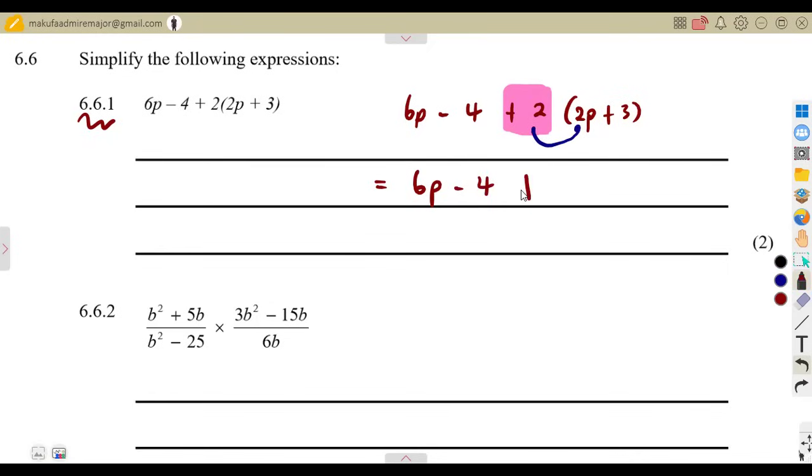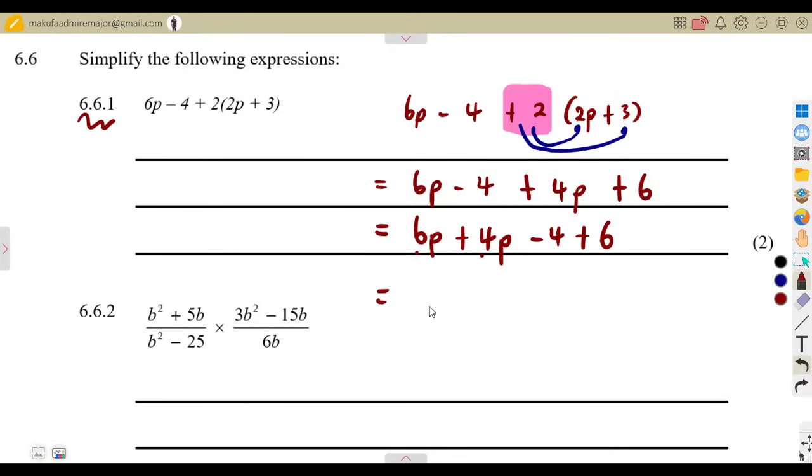2 times 2p is going to give us a positive 4p. Then we move on, the plus 2 and the plus 3, we multiply this, that will be a plus 6. So we can collect the like terms, that means the part with the p together. There's a p here, there's a p here, so it's going to be 6p plus 4p. The constants on their own, so this is -4 plus a 6, or 6 minus 4.